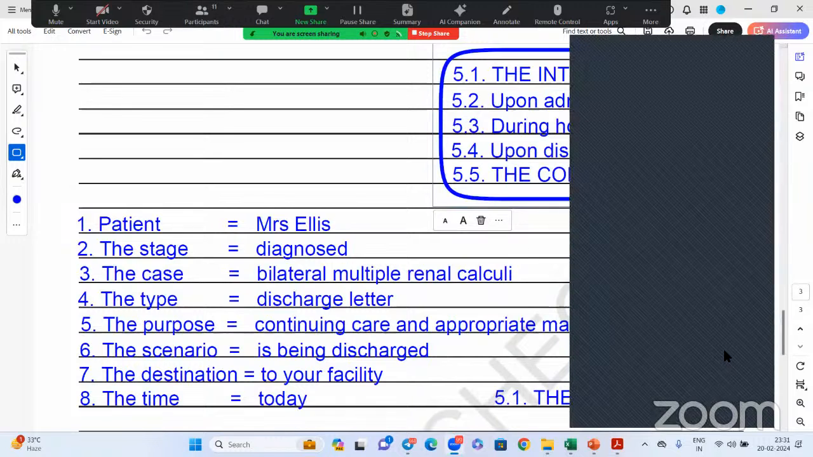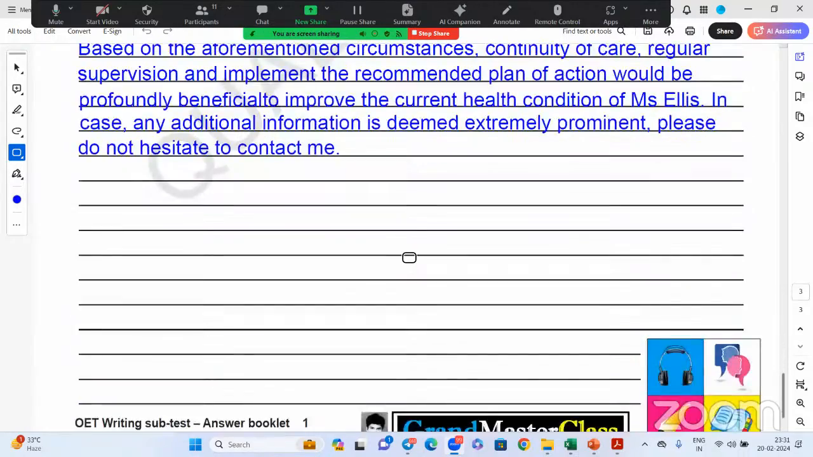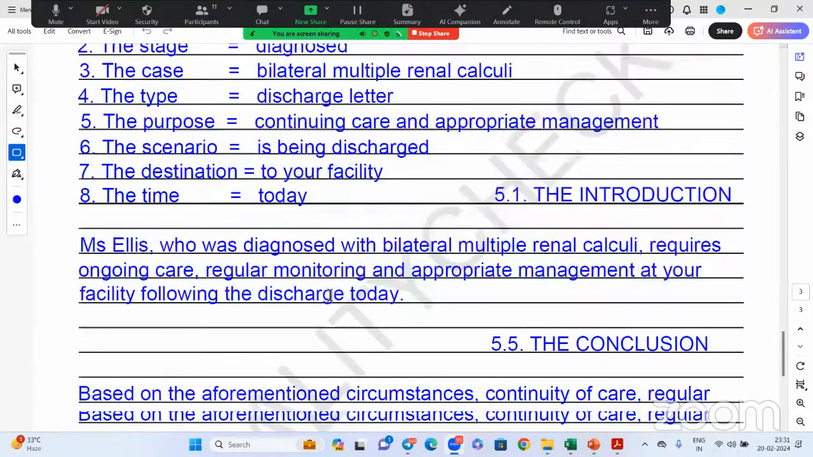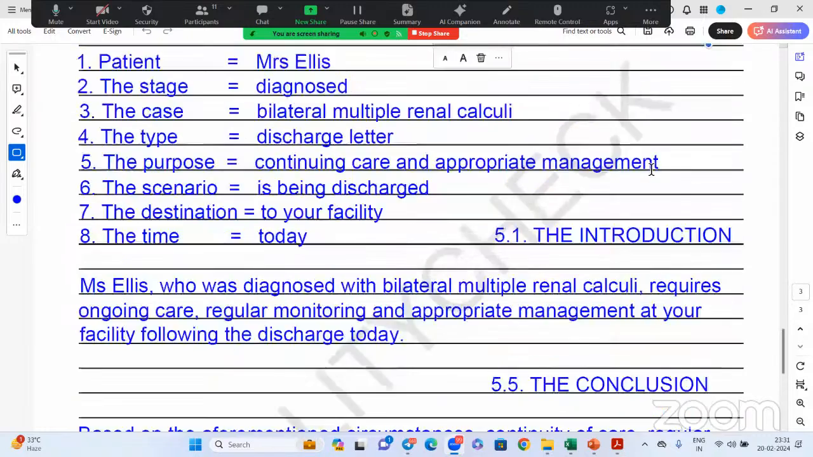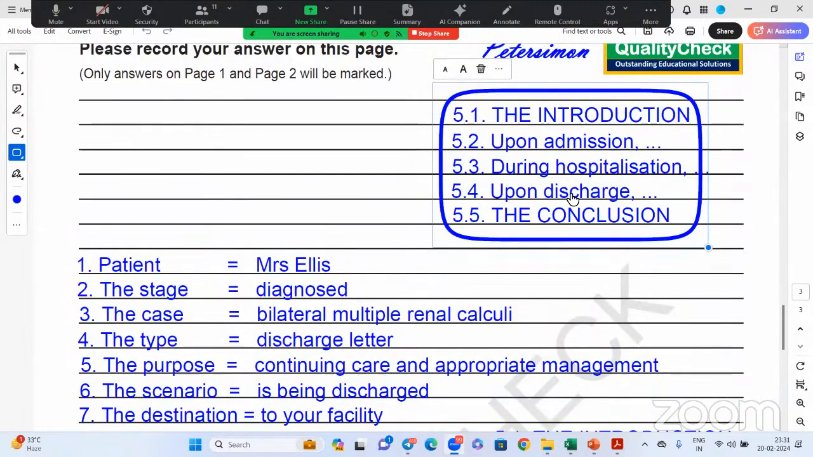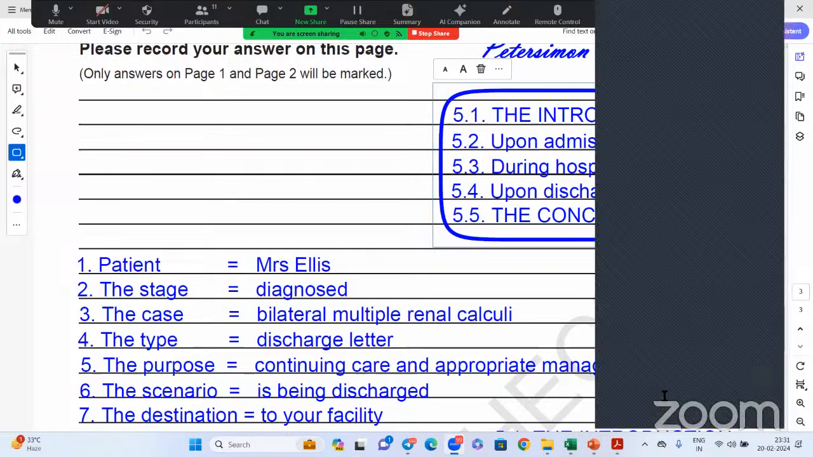Now, only the main body is remaining. Introduction is over, conclusion is over. So the paragraphs in between are upon admission, during hospitalization, upon discharge. This is the organization of the letter. Only 3 paragraphs are remaining now, which we have to go through letter by letter. Others are everything the same.